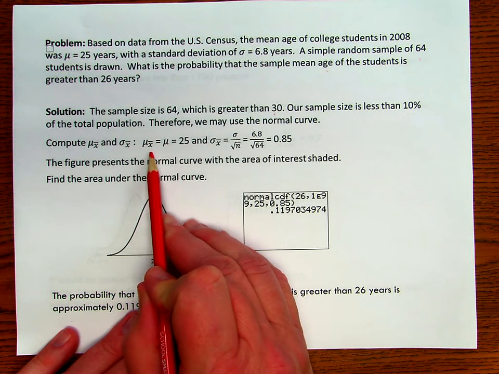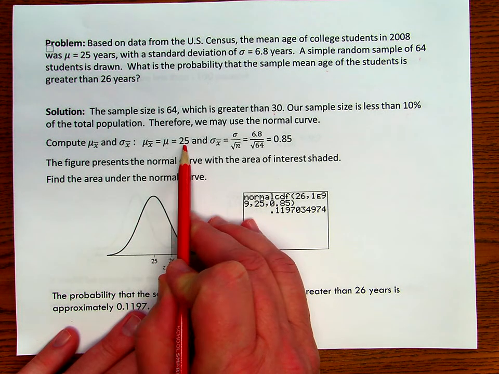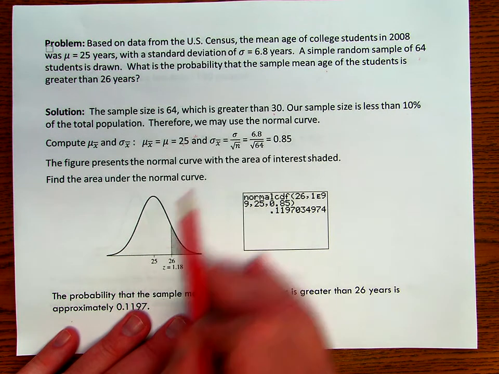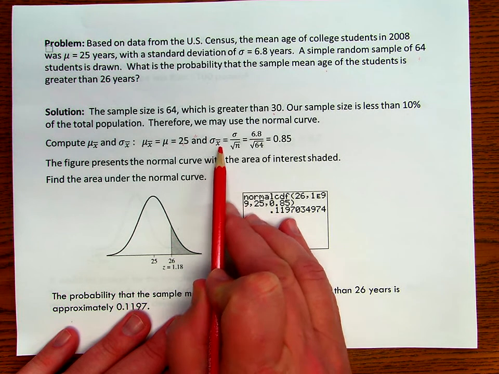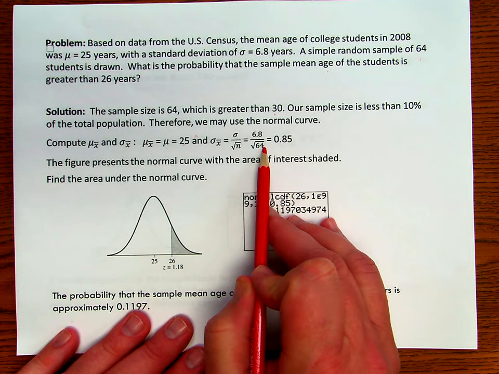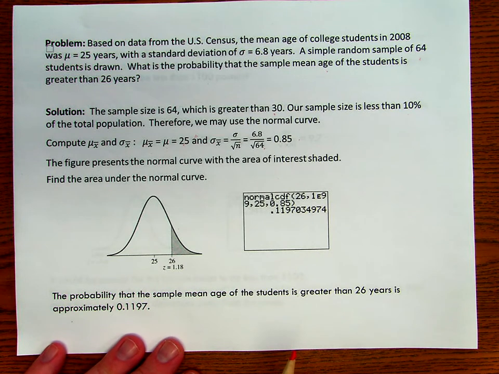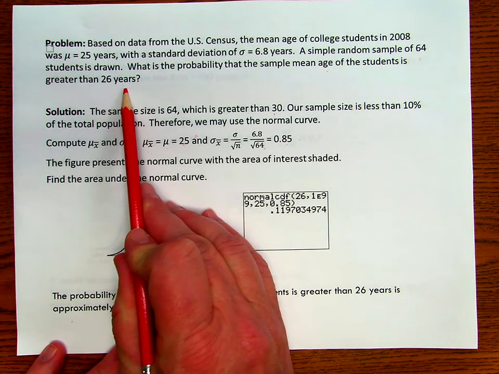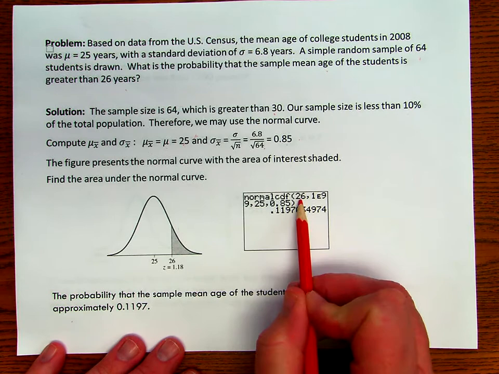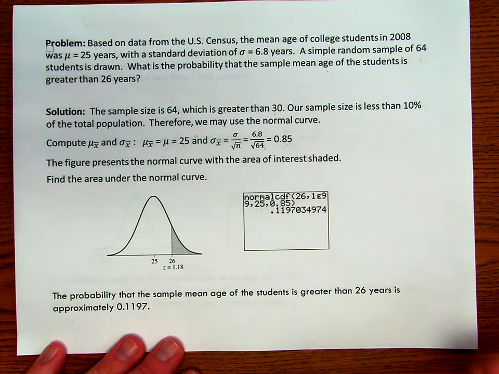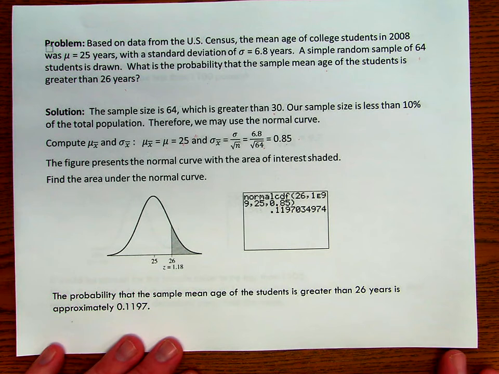The mean of the sampling distribution of X bar is equal to the population mean, which is 25. We should have a unit there of years. The standard deviation of the sample mean, population standard deviation divided by the square root of the sample size, is 0.85, and again, that should have a unit of years. So those are the mean and standard deviation we can use in our normal CDF command. We are looking at the probability of the sample mean age being greater than 26. So lower bound, upper bound, mean, standard deviation: a little less than a 12% chance that the mean age is greater than 26, given this information.